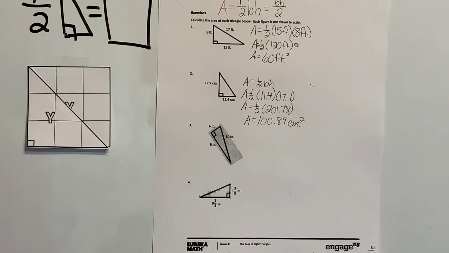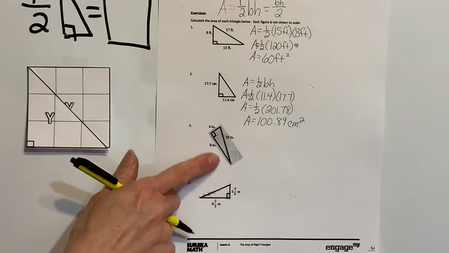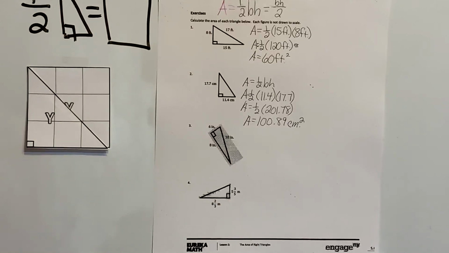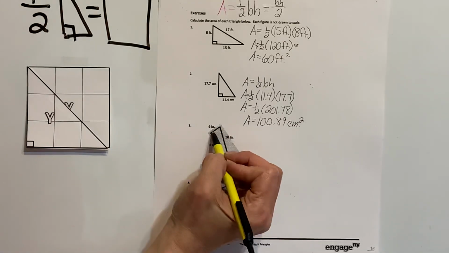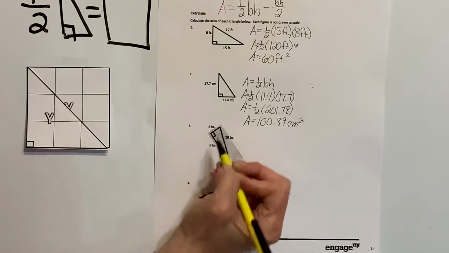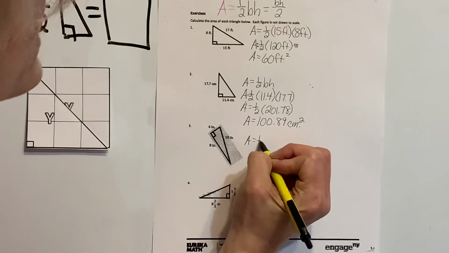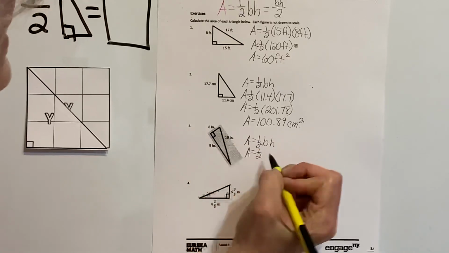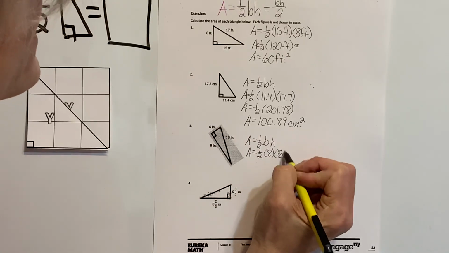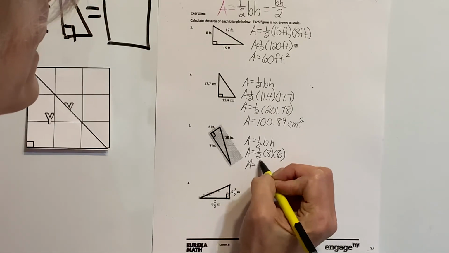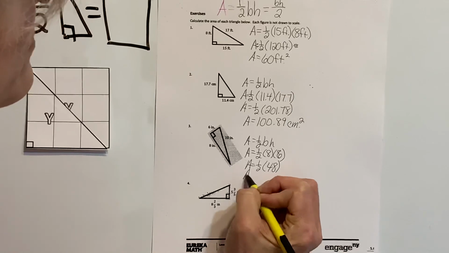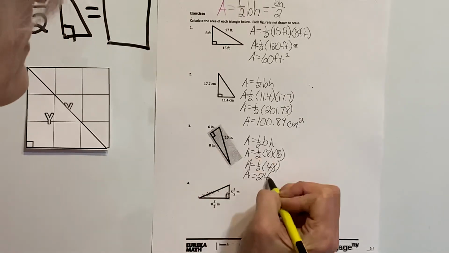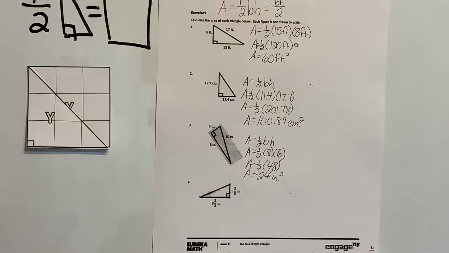On to number 3. So number 3 is base times height. Now see how they have this all turned. But my base is going to be, remember, perpendicular to my height. So since this is where my square corner is, I know this is the height. So I've got area equals half base times height. Then I just have to plug in my numbers. Half, the base is 8. The height is 6. Basic fact, half of 48. So then my area is 24, look back at my measurement, inches squared. All right.